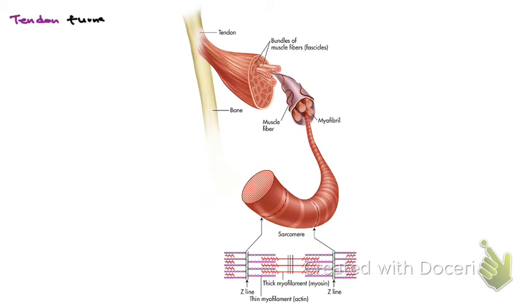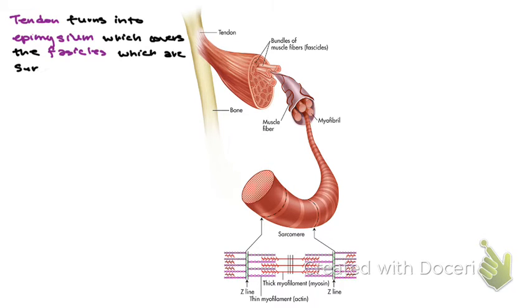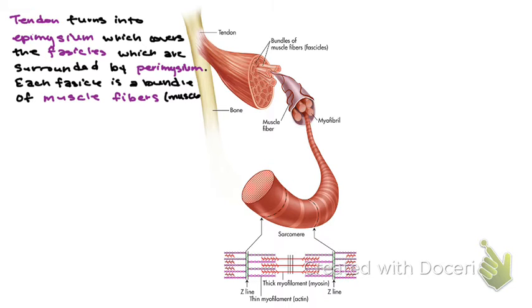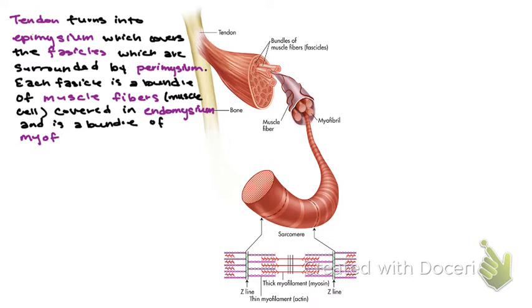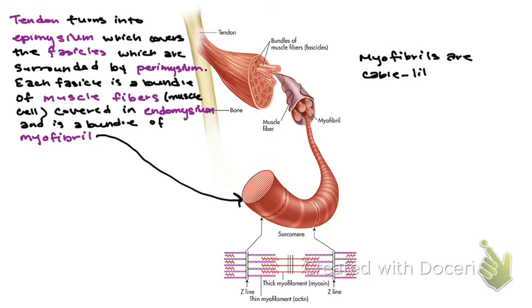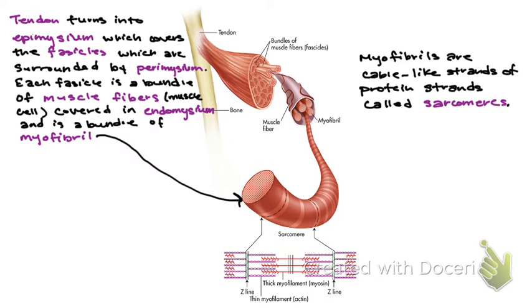So to review, the tendon turns into the epimysium, which covers the fascicles, which are surrounded by the perimysium. Each fascicle is a bundle of muscle fibers, or muscle cells, covered in endomysium, and is a bundle of myofibrils. Myofibrils are cable-like strands of protein strands called sarcomeres. It is the sarcomere which allows the muscle to contract.